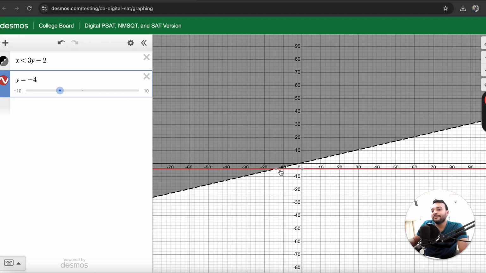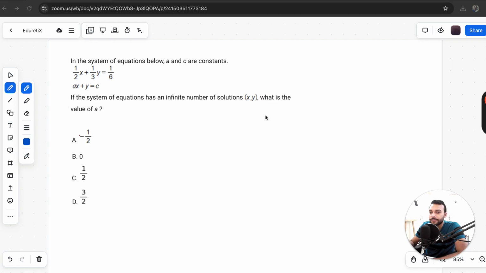All the values of x, or all the solutions, would be towards the left of this point. Because towards the right, it's not intersecting. The solution regions are not intersecting. Towards the left, as you can see, the darkened region is intersecting with the red line. That means there y is equal to negative 4. So as you can see, the x coordinate is negative 14. That's the maximum value of x, which we can see directly from Desmos. Okay, let's go to the next one.